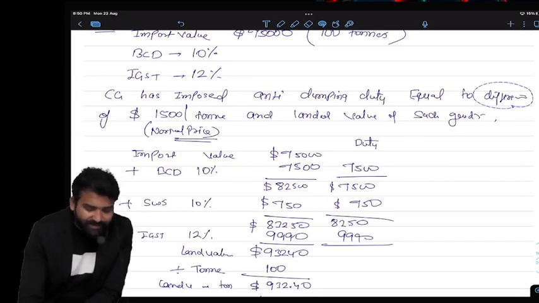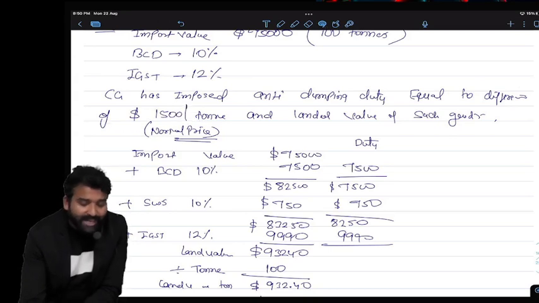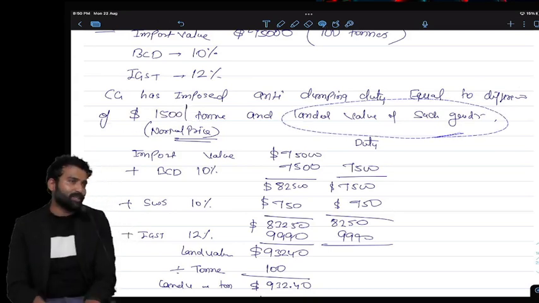the difference between $1,500, that is the normal price of the commodity, and the landed value of the goods.